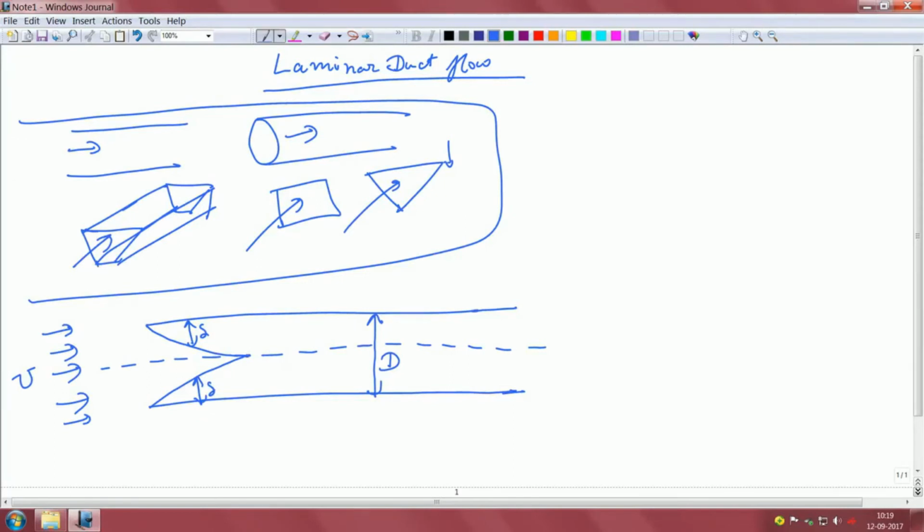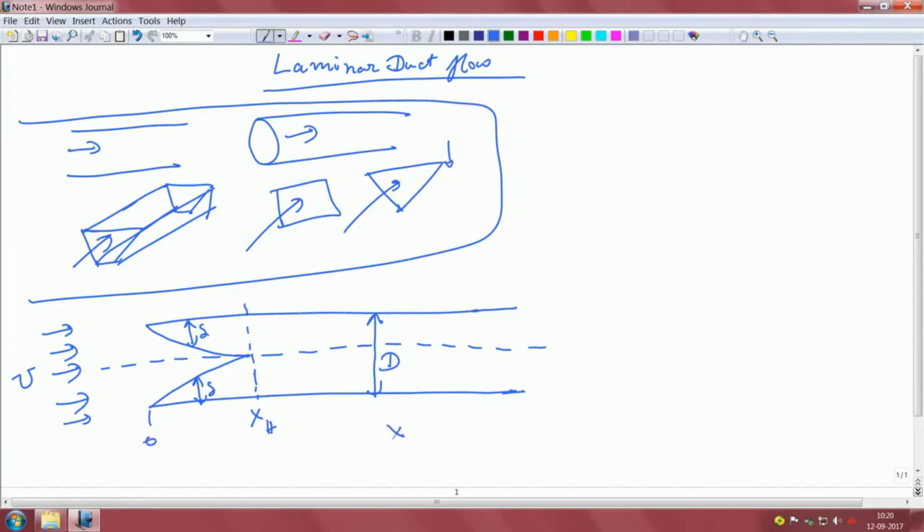Okay. So, beyond this particular length, you can see that everywhere in the flow the viscous drag is important, because the boundary layers have basically covered the entire pipe, duct, whatever you call it. So, in this particular section, let us mark this important piece of section. Let us call it something like xh. This is of course 0.